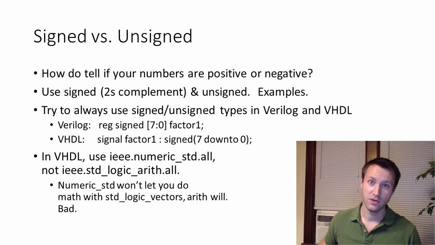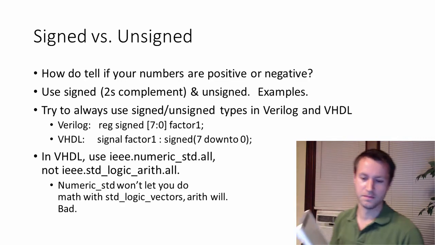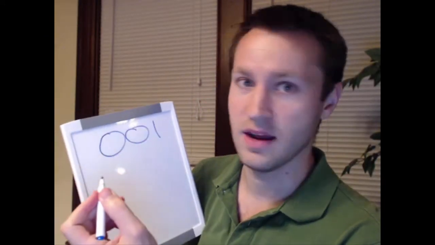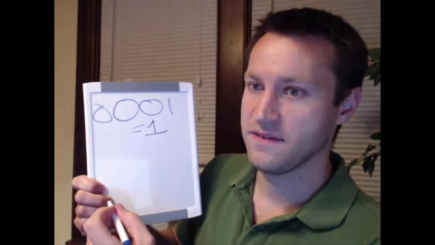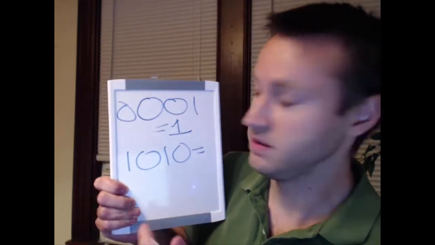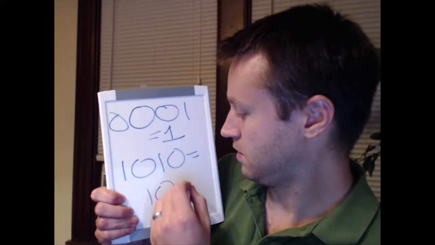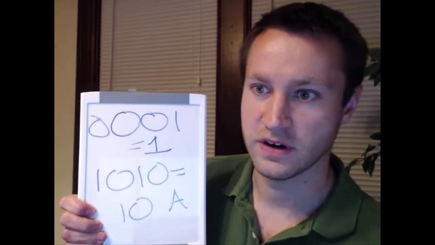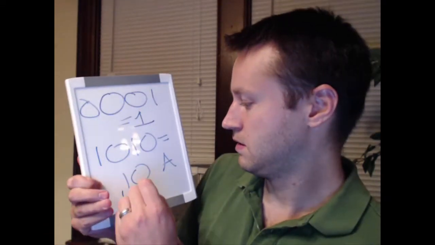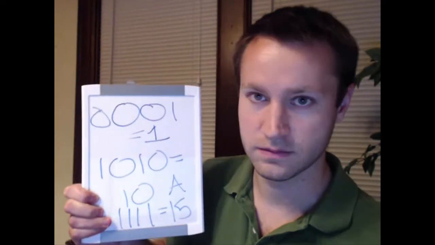If this is a review for any of you, I do apologize. Quick review. It's going to be super fast. Stick with us. Okay. If I have something like 0, 0, 0, 1, and I call it an unsigned number, that's equal to 1 in decimal. If I have something like 1, 0, 1, 0, and that's unsigned, this is equal to 10 in decimal, or A in hex. So far so good, everybody? What's 1, 1, 1, 1? 15 in decimal, right? That's true for any unsigned numbers.